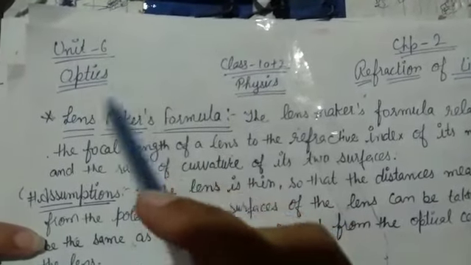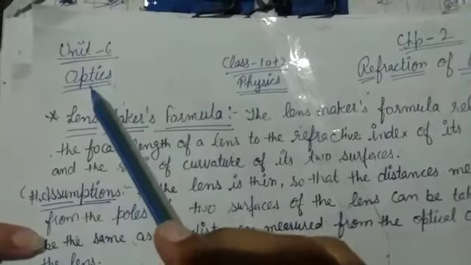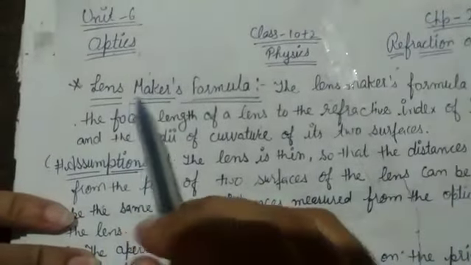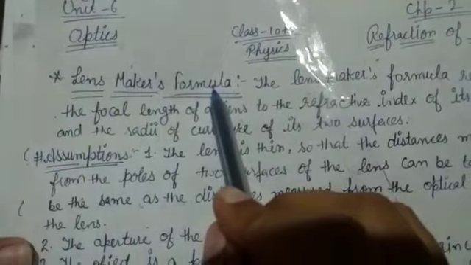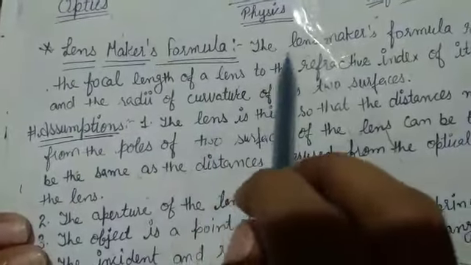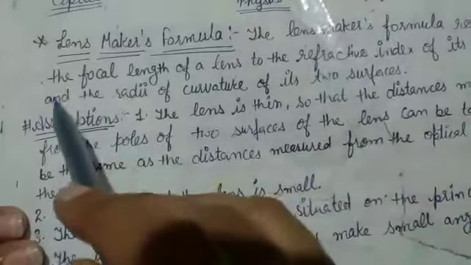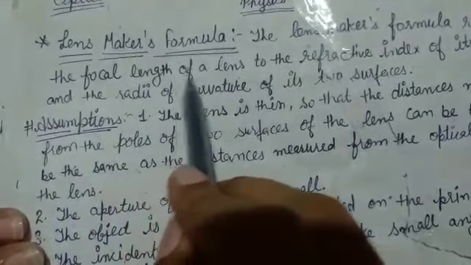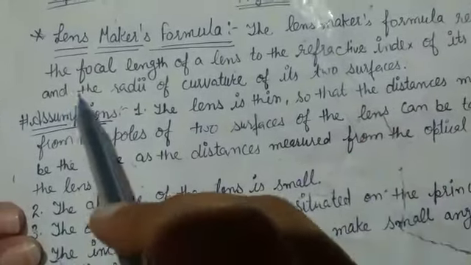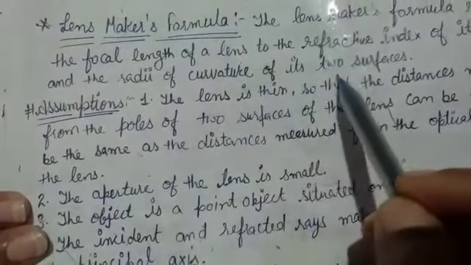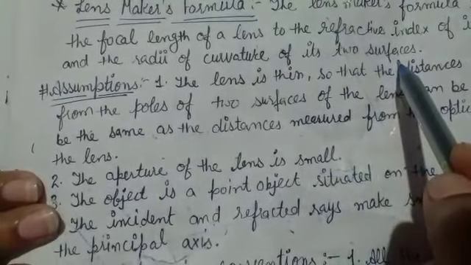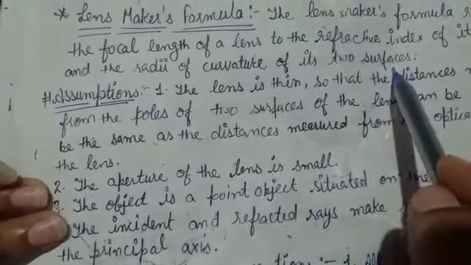Class 12 Physics Unit 6, in that Optics, Chapter Second, Refraction of Light. Today we will study the Lens Maker Formula. So now we are discussing the Lens Maker Formula. The Lens Maker Formula relates the focal length of a lens to the refractive indexes of its material and the radii of curvature of two surfaces. Okay, so now we are discussing the derivation of this formula.